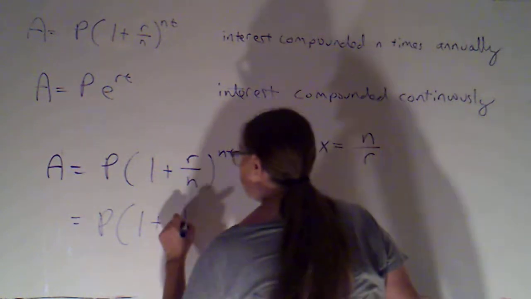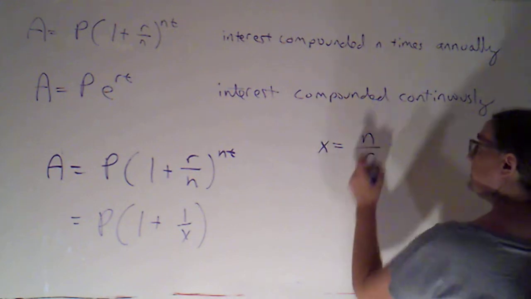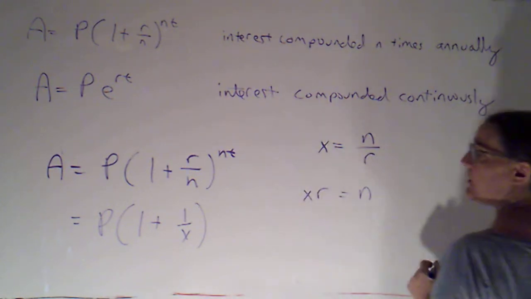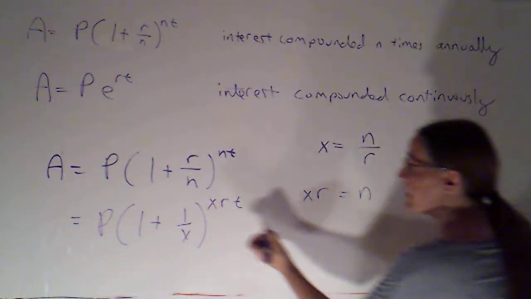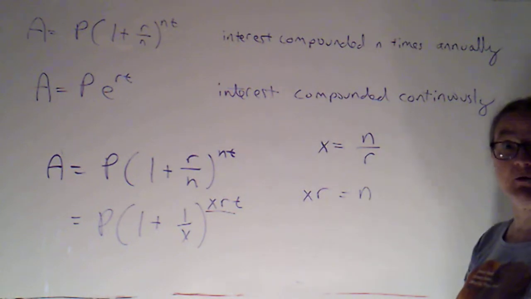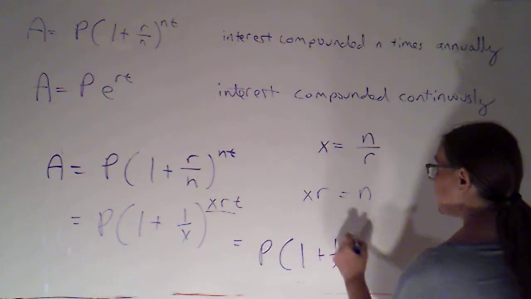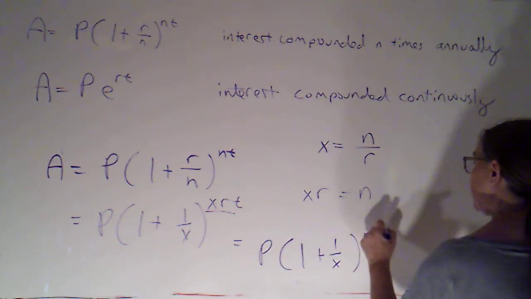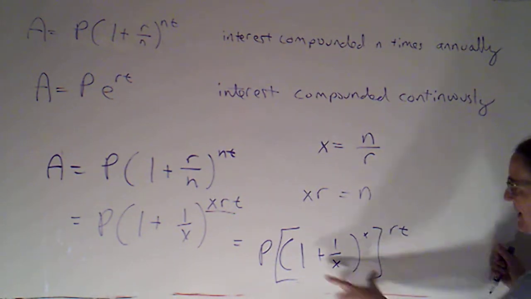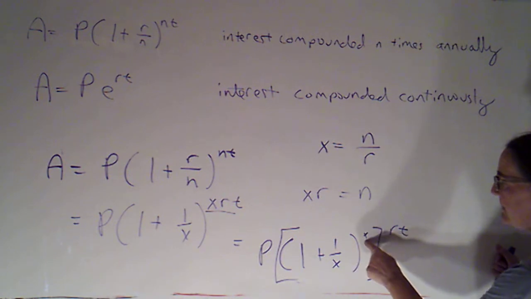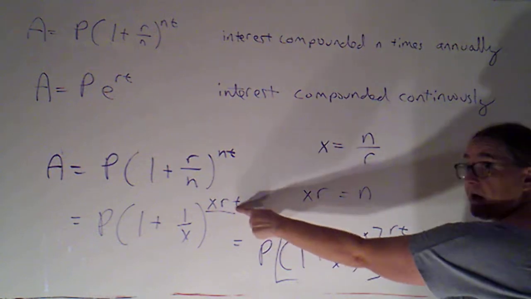x is the reciprocal of this, so this is the reciprocal of x. And then we're raising this to the nt. Well, notice n would be x times r. So I can say we're raising this to the xrt. Now, right now, that gives us a product in that exponent position. That corresponds to a power to a power. I can say that's P times (1 plus 1 over x) to the x, to the rt. Okay, so easier to see, I think, going from here to here. If I have a power to a power, I would just multiply the powers to get x times r times t.